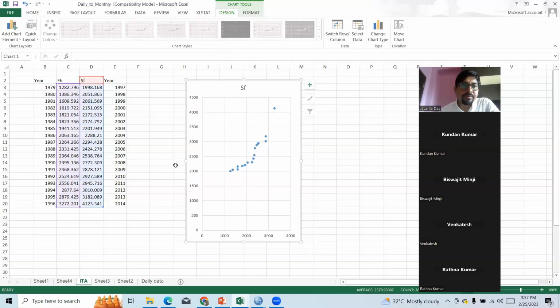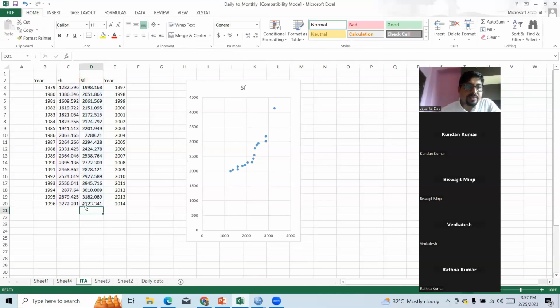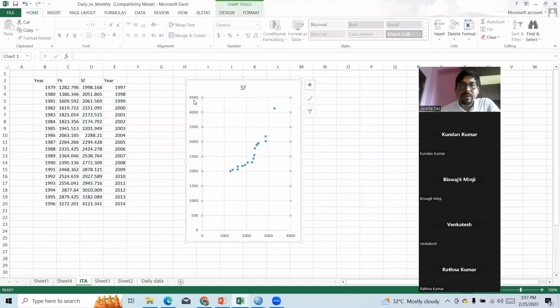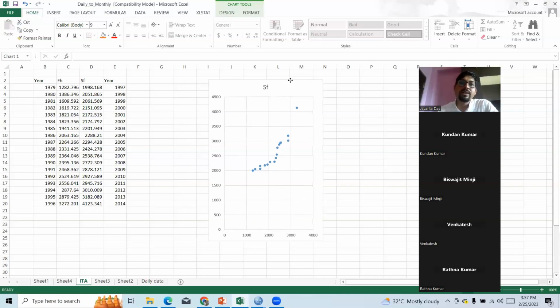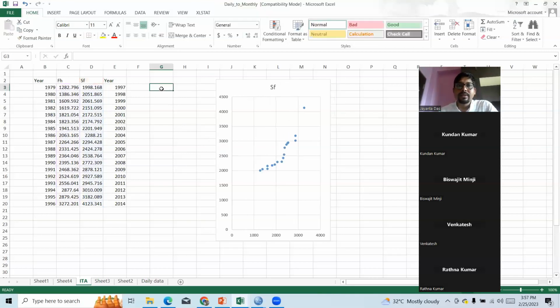Okay. Highest value 4123, so it is okay. 4500, but here it should be the same. We have to change it. Now we have to draw a 1:1 line. How can we draw a 1:1 line? We can easily draw it by a technique. It's 0, so lower value 0. Upper value here 4500. So you can say here 4500.